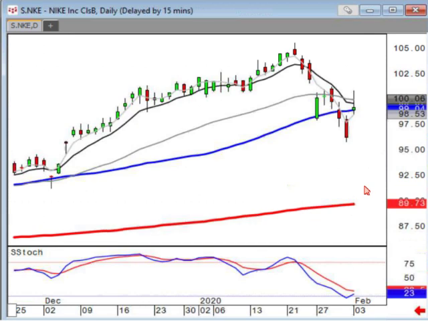Nike gapped up but did a doji. So what would be the game plan on this one?